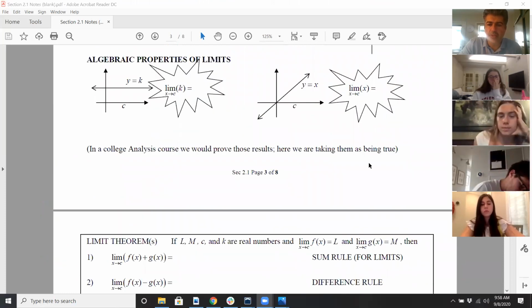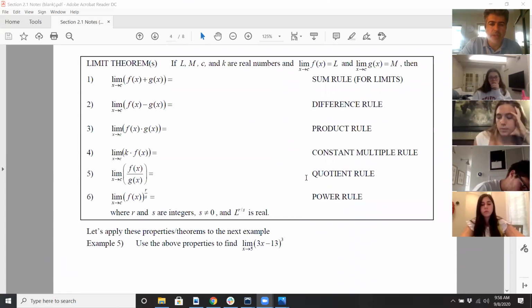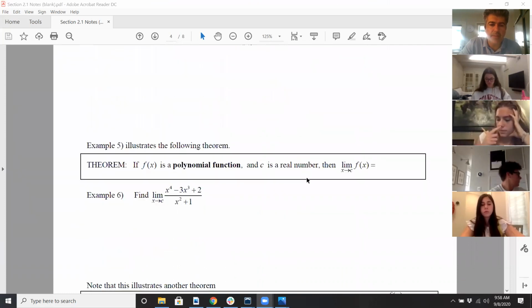Here we just assume these to be true. So let's talk about some of these limit theorems. Let's actually apply some of these.